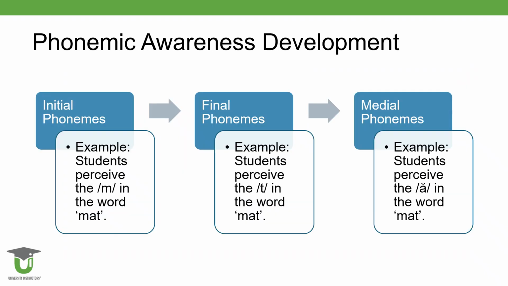Students develop phonemic awareness in a specific sequence. The first stage of development is the recognition of initial phonemes, or the beginning sound in a word. Next, students will learn to recognize the ending sounds, or the final phonemes in the word. Students then learn to identify the middle vowel sound or the medial sound in words. And finally, students identify the individual sounds represented by consonant blends at the beginning or end of words.